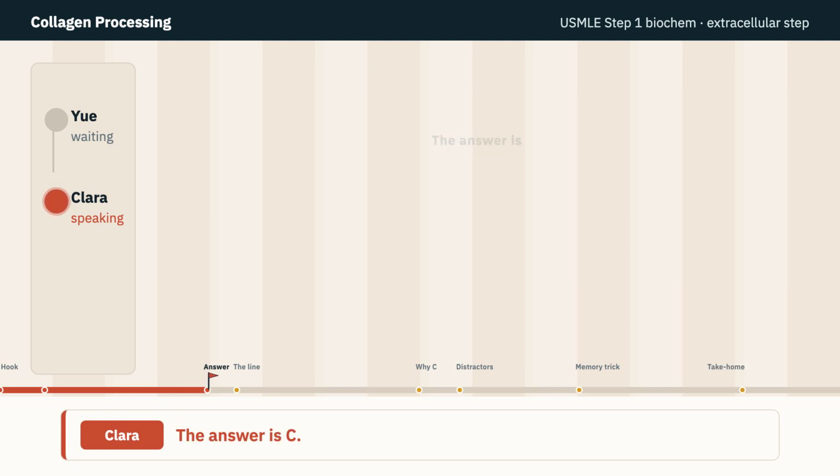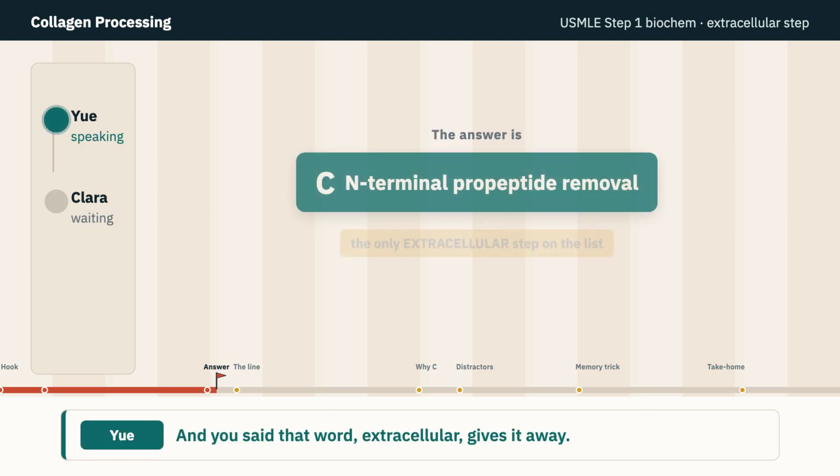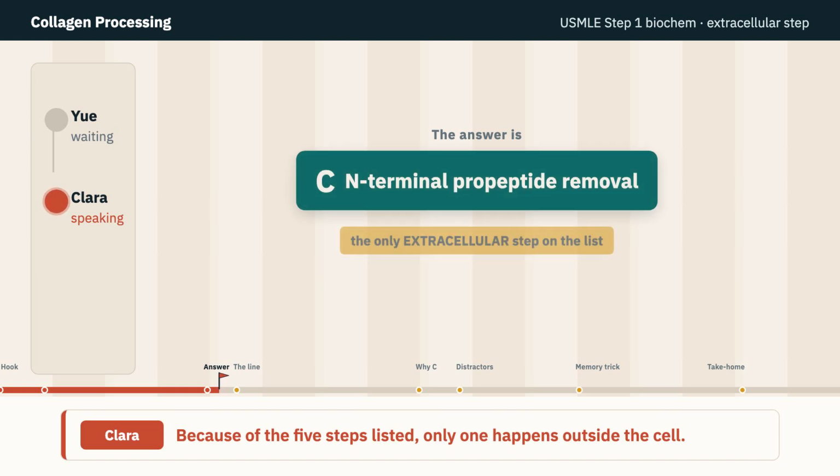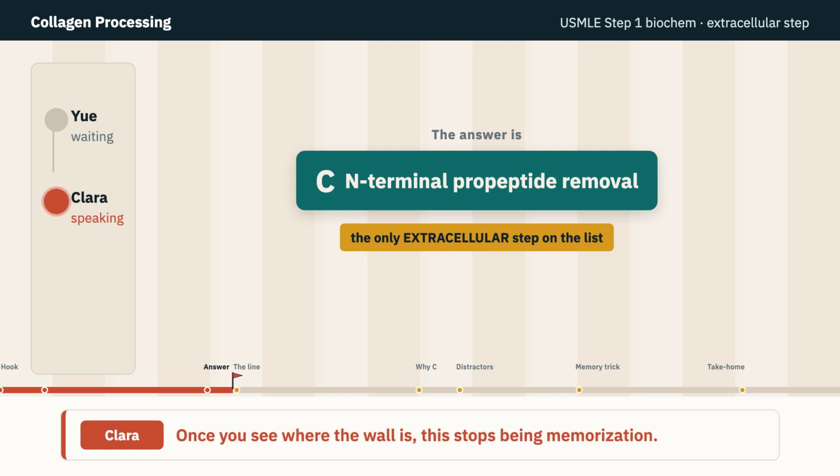The answer is C. N-terminal propeptide removal. And you said that word extracellular gives it away. Why? Because of the 5 steps listed, only one happens outside the cell. So before we touch a single disease name, let me show you the assembly line. Once you see where the wall is, this stops being memorization.